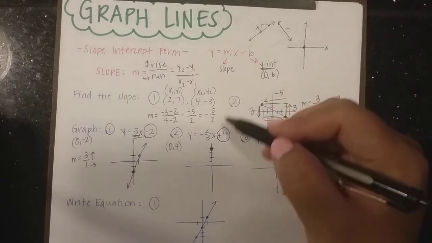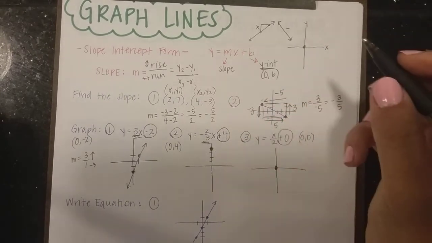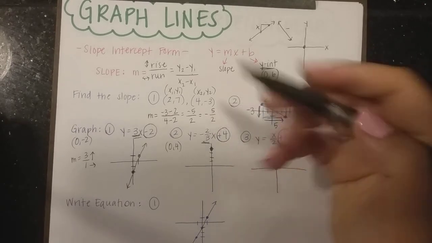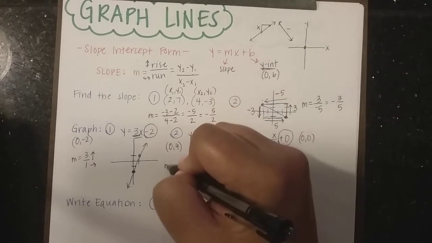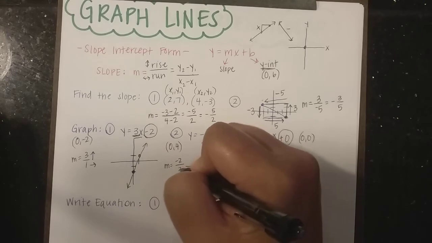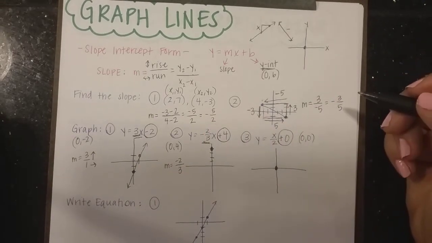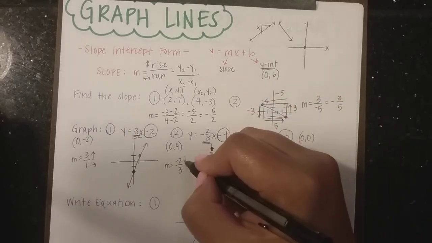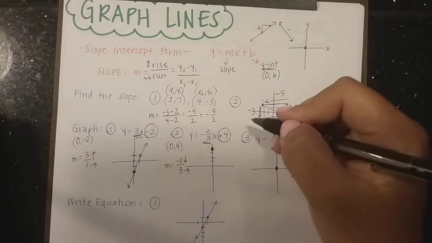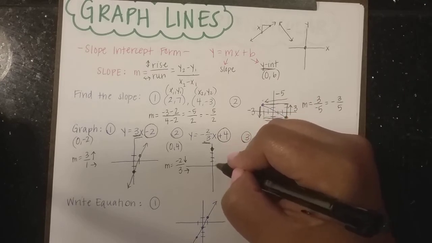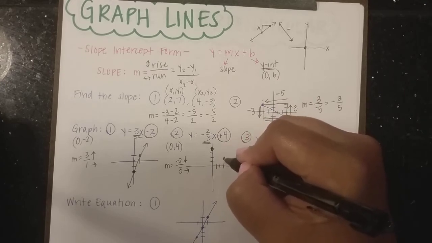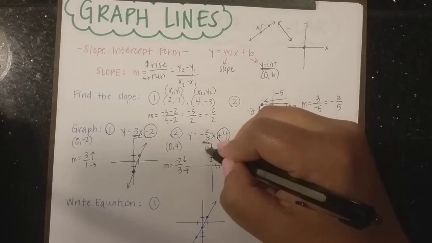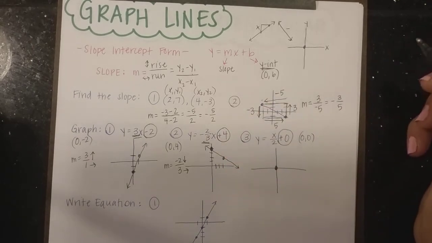Okay, for this one, my slope is a negative 2/3. So you've got to pick where you're going to put that negative. I'm going to put it with the 2, so I'm going to rewrite this as a negative 2 over 3. All right, so then from this point, I'm going to go down 2 because it's a negative, and right 3. So down 2 and then right 3. There's my second point. I can run my line through it.